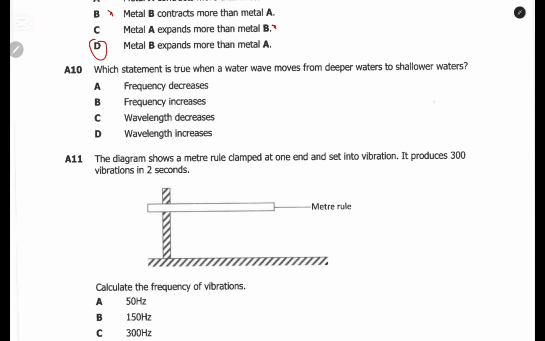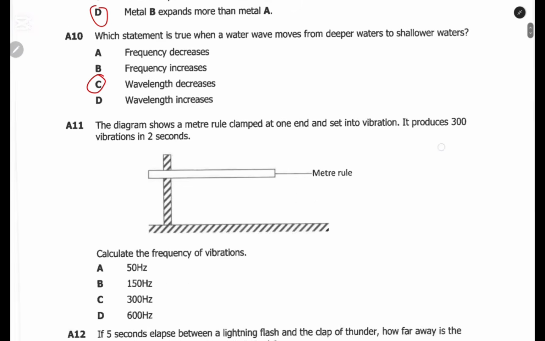Then question 10, which statement is true when water waves move from the deeper water to the shallow water? The statement that is true here is that wavelength decreases. So the answer on question 10 is C, wavelength decreases.